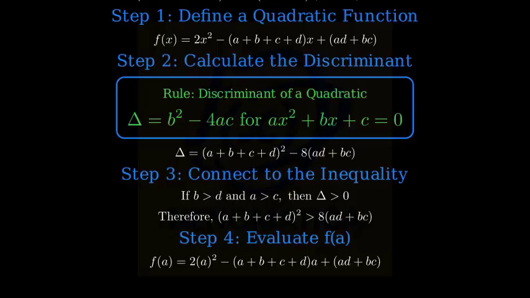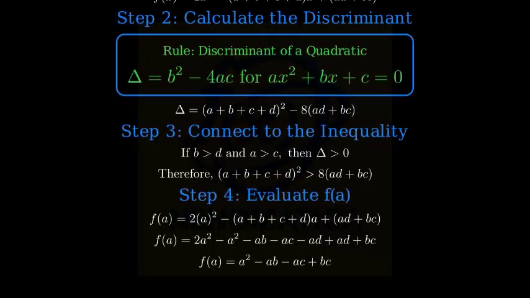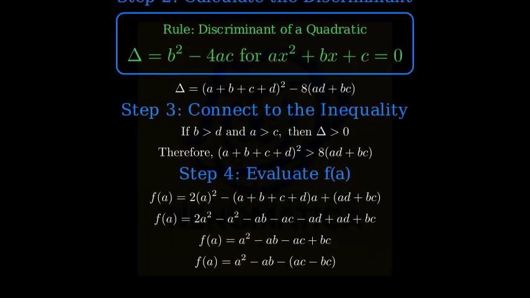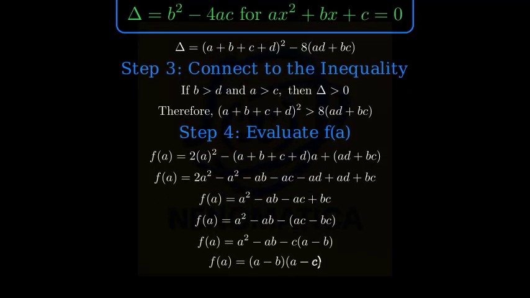plus the product (ad plus bc). Simplifying further, we get f of a equals 2 a squared minus ab minus ac minus ad plus bc, which simplifies to f of a equals a squared minus ab minus ac plus bc. We can factor this by regrouping as a squared minus ab minus ac plus bc. This further simplifies to a squared minus ab minus c times (a minus b). And finally, we get f of a equals (a minus b) times (a minus c).